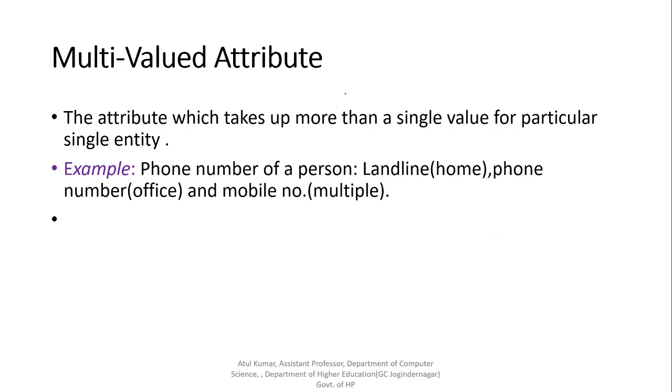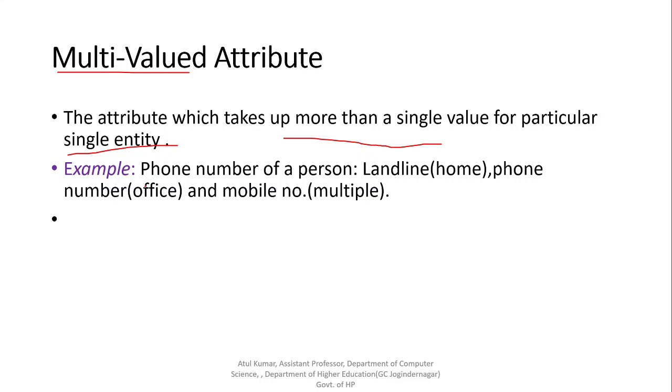Next we have the multi-valued attribute. As the name suggests, multi-valued means multiple values. The attribute which takes more than a single value, that is, the attribute which takes multiple values for a particular single entity, is called a multi-valued attribute.